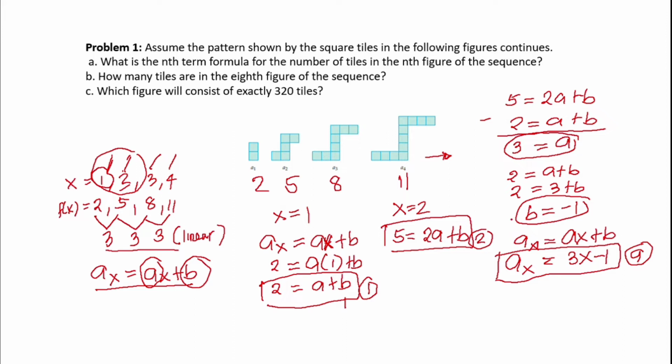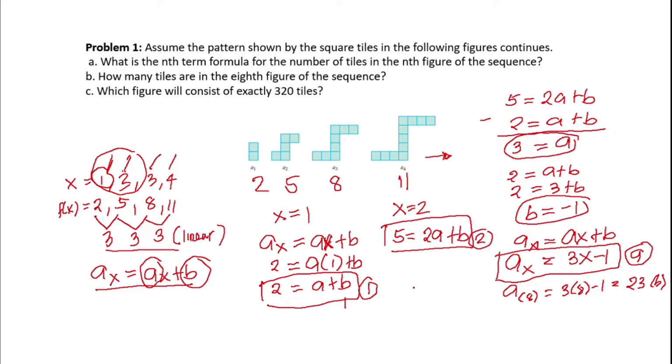What is the nth term formula for the number of tiles in the nth figure of the sequence? Okay, how many tiles are there in the 8th figure? So we have f(8) is equal to 3 times 8 minus 1. So this is 24 minus 1, that is equal to 23. So there are 23 tiles in the sequence. Okay, so this is the answer for letter B.